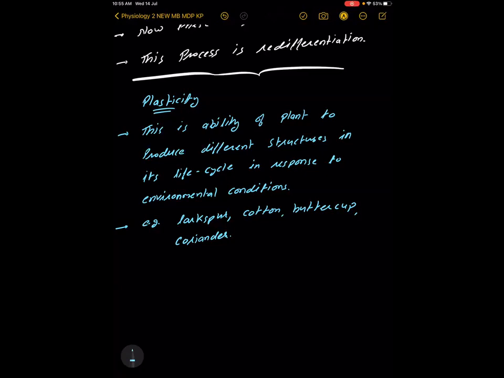The best example is buttercup. In buttercup there are two different habitats. In terrestrial habitat these plants develop broad, thin leaves, but they produce dissected leaves in aquatic habitats. So it is heterophylous condition.